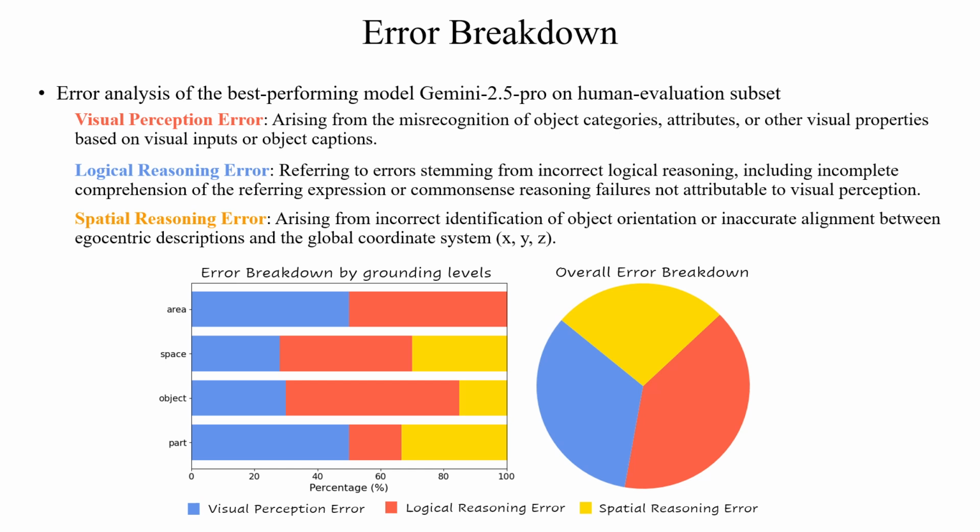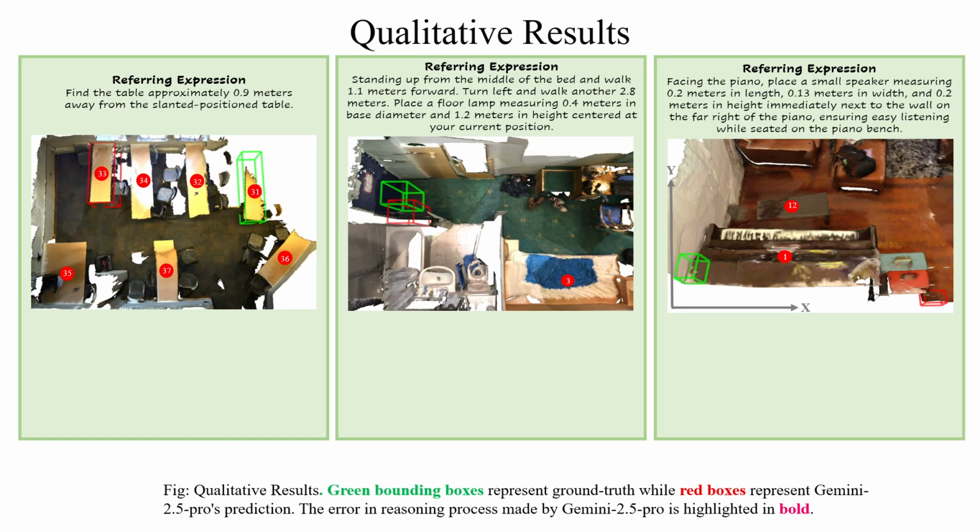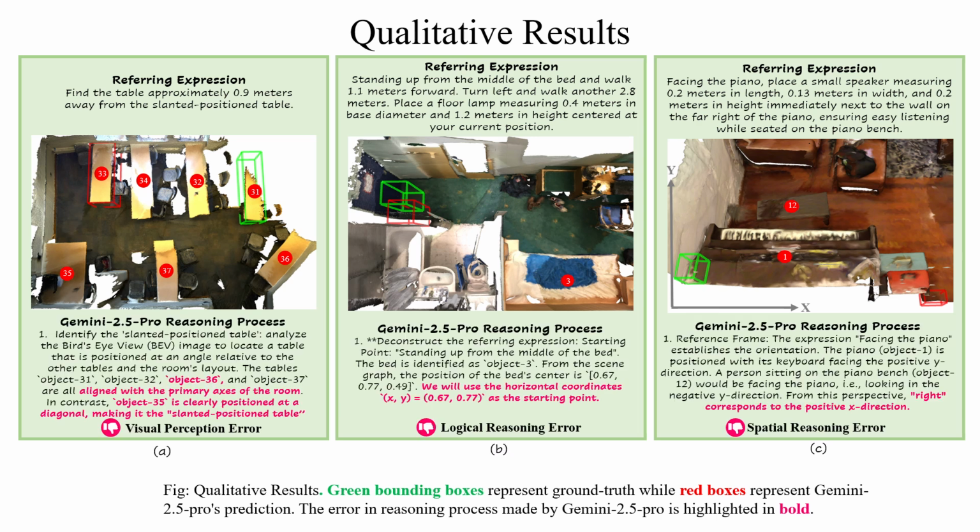Here we present qualitative results illustrating three types of errors made by Gemini 2.5 Pro, along with its reasoning process. As shown in the left figure, Gemini 2.5 Pro fails to visually recognize the slanted table in the bird's-eye view image. In the middle figure, the model incorrectly treats the starting position of the trajectory as the geometric center of the bed, rather than the midpoint of the bed's edge, indicating a lack of human-like understanding of such expressions. In the right figure, although the model correctly infers the person's orientation, looking in the negative y direction, it fails to accurately interpret the spatial meaning of "right" with respect to this orientation.